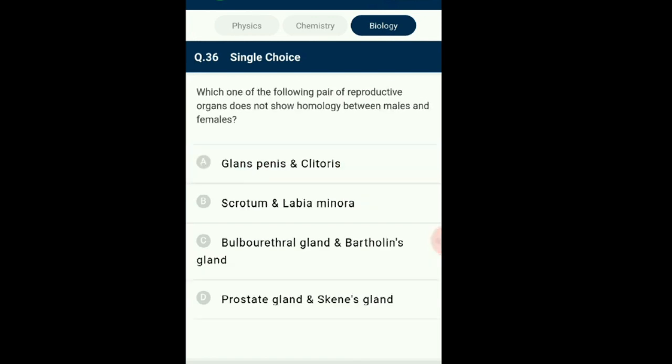Question number 36. Which one of the following pairs of reproductive organs does not show homology between males and females? Penis or glans penis of male is homologous to clitoris of female, as both are highly erectile and sensitive structures. Bartholin gland in female is homologous to bulbourethral gland of male, which secretes mucus to provide lubrication. So the answer is option B, scrotum and labia minora.